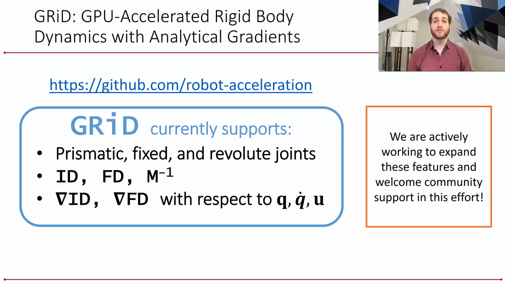And all of this can be done for any URDF with fixed, prismatic, and revolute joints. We're currently actively working to expand this effort. You can find the most up-to-date version of our code at github.com/robot-acceleration, and we welcome any community involvement to improve and extend our package.